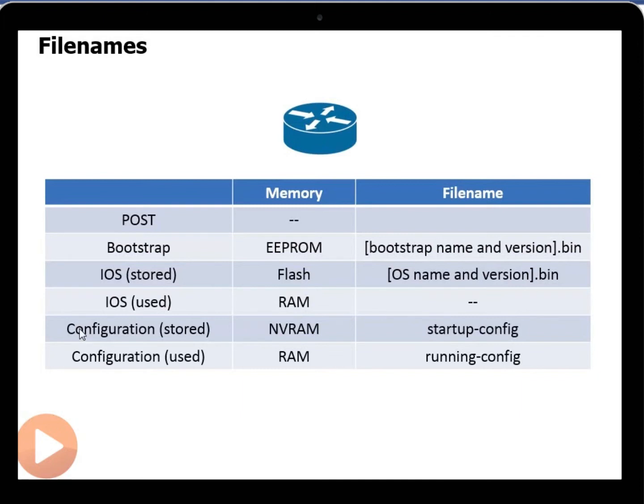The configuration file, when it is stored in NVRAM, the file name is called startup-config. When the configuration is used, meaning while we power on the router and we're routing packets through the router, that configuration file is stored in RAM and it's called running configuration. And we're going to take a very deep dive look at this when we do the router config so that you understand how we save our configuration files and how the names change based on whether it's the saved config file or the used config file.